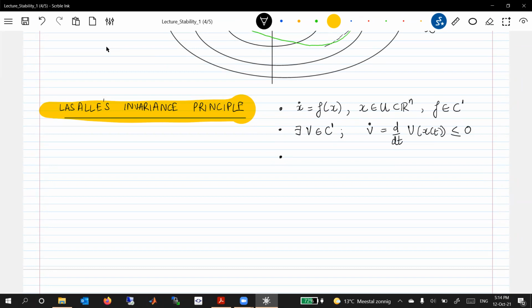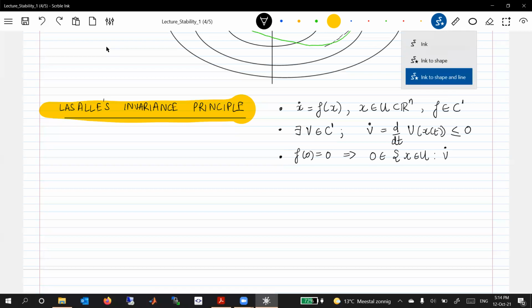So far, energy is a candidate function for us for V. And also we require that if we have any fixed points in this general system, then that fixed point must be in the set of points X where V dot of X is 0.